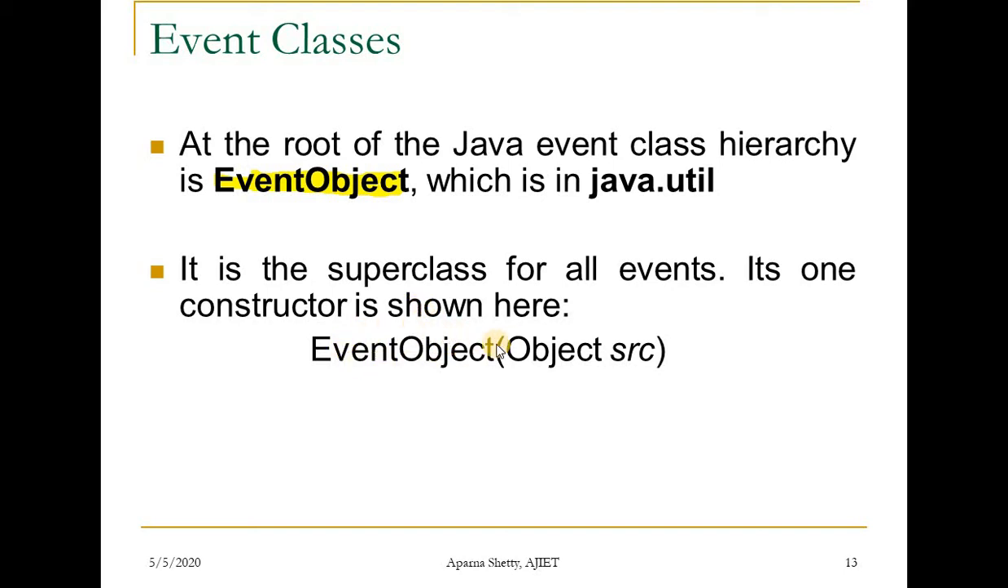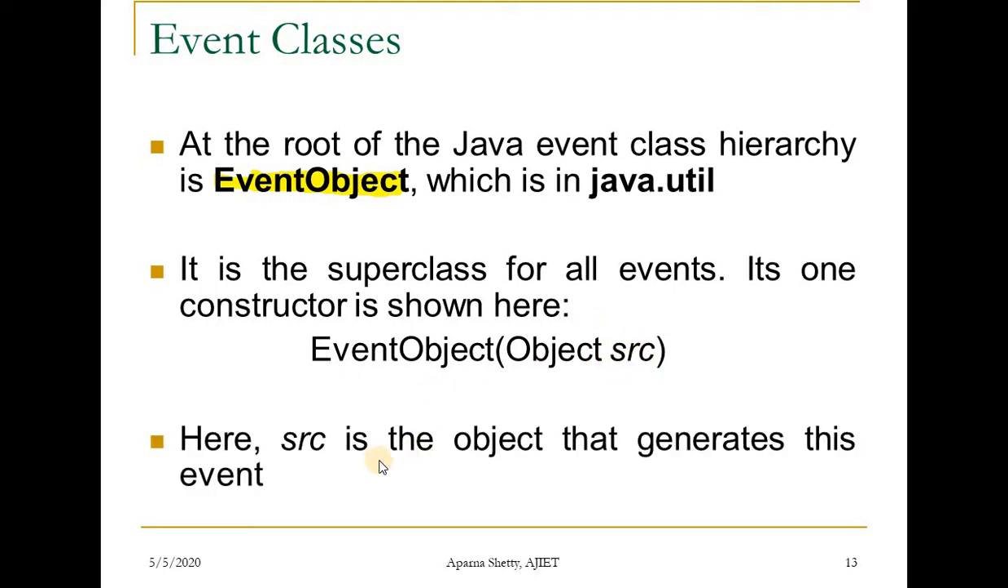The name of the constructor is EventObject, and it takes a parameter that is an object of type source. Here source is the object that generates the event. So the Java event class hierarchy has a root node EventObject, which is in the java.util package, and it is a superclass for all events. It has one constructor, where source is the object that generates the event.